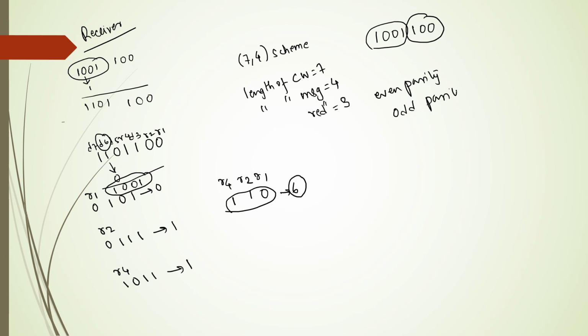Now again, if you remember, for even parity, if the number of ones is even, it will be a 0, and if it is an odd number of ones, it will be a 1. For odd parity, if the number of ones is odd, it will be a 0, and if the number of ones is even, it will be a 1. Clear till this?